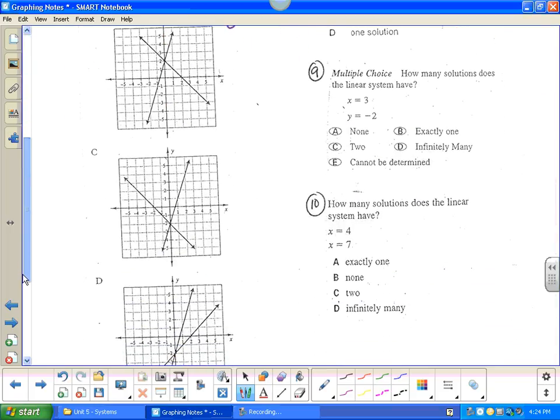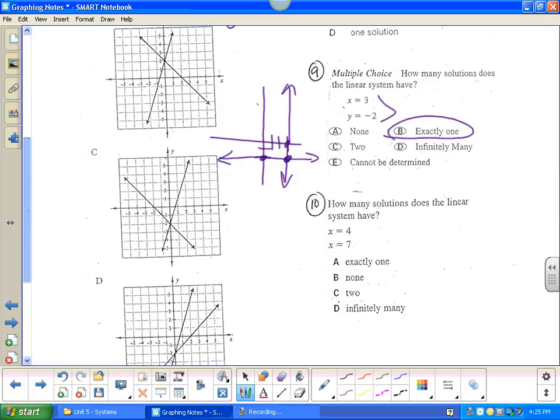How many solutions does the linear system have? Okay, well, you've got to remember how to graph these two. The first one is a vertical line at 3. The second one is a horizontal line at -2. And it says how many solutions they have? They have one. They have the one point where they cross. A system of linear equations will never have two solutions. It will either be no solution, exactly one, or infinite.